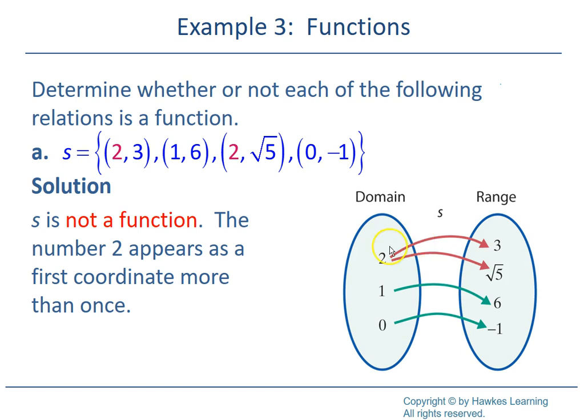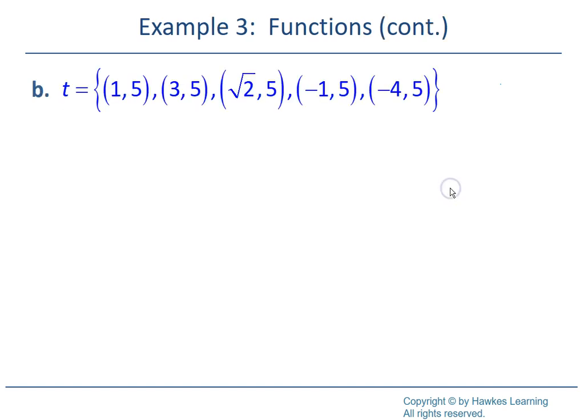Now, here's another kind of example where the first element here is the domain, the second element is the range. Now notice the 2 is used with the 3, and the 2 is used with the square root of 5. So the 2 element is used more than once. That's why it's not a function.